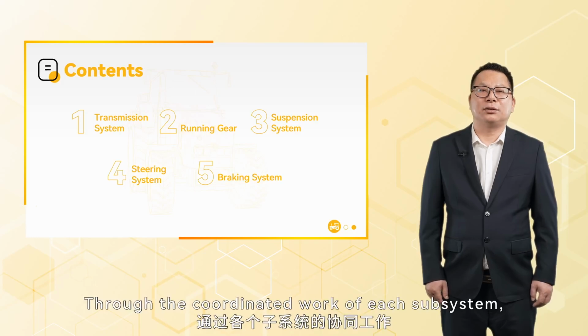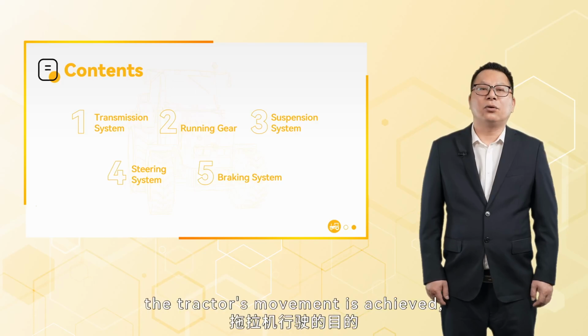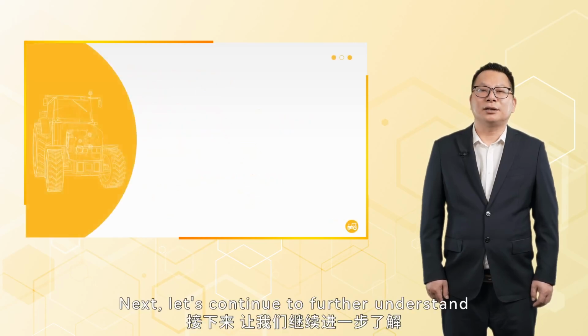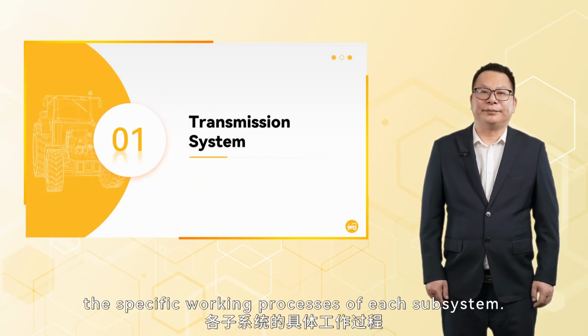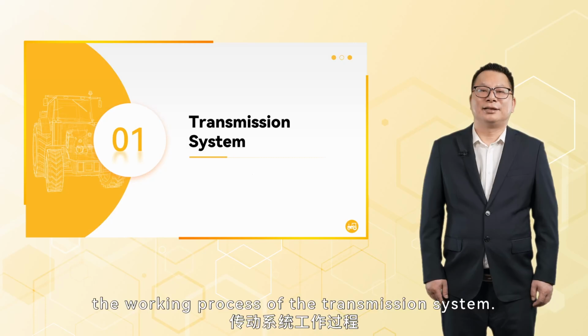Through the coordinated work of each subsystem, the purpose of controlling the tractor's movement is achieved, ensuring the tractor's safe and reliable operation. Next, let's continue to further understand the specific working processes of each subsystem. First, let's learn about the working process of the transmission system.